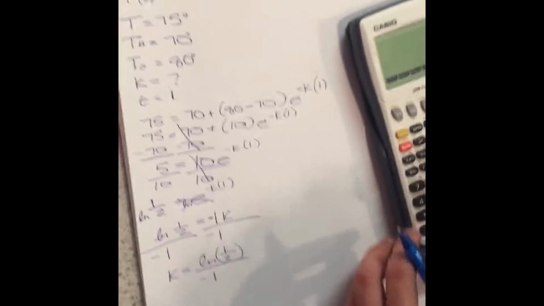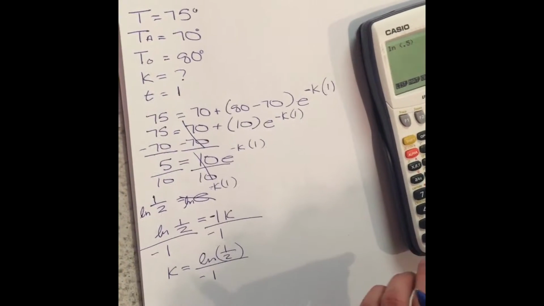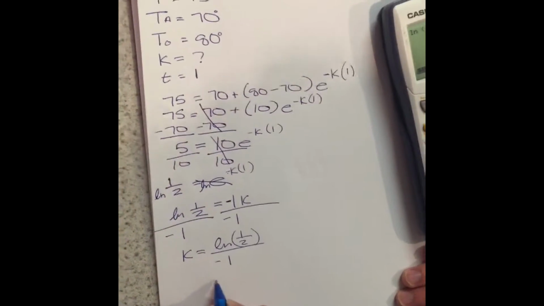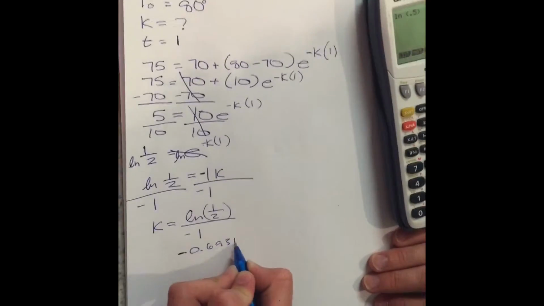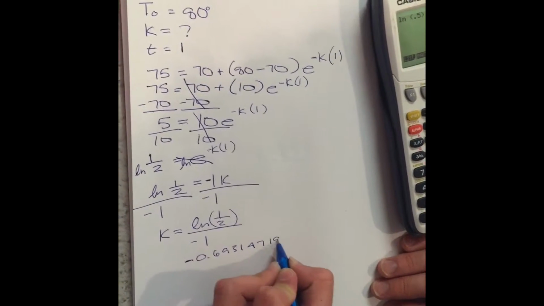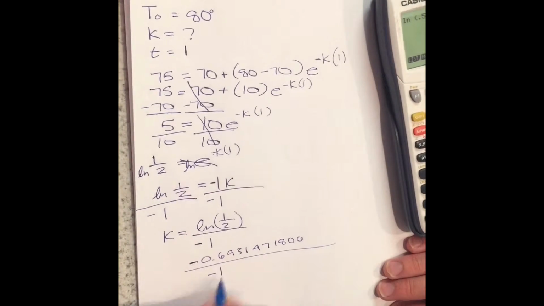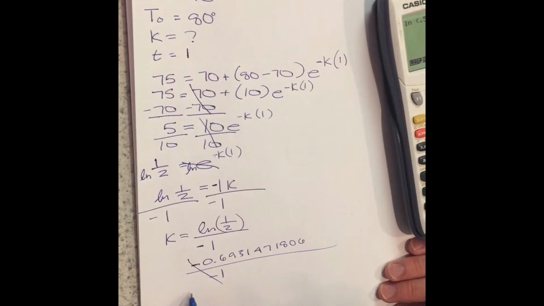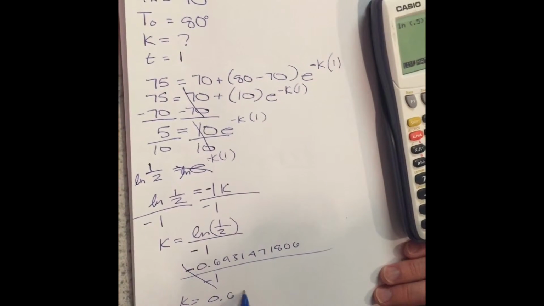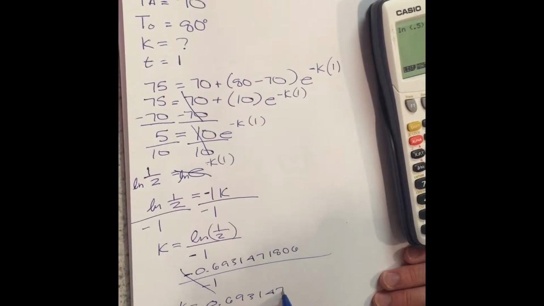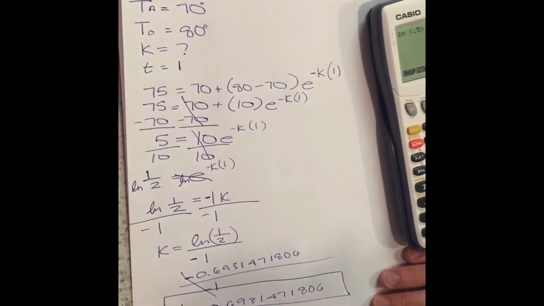So ln, you get this nasty number, and it's negative 0.6931471806, and you still have to divide by the negative 1. So when you do that, it just cancels that out, makes this positive. So your ending rate is 0.6931471806. And that's A.